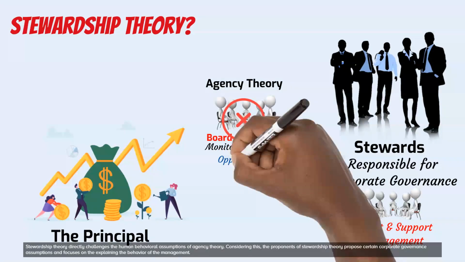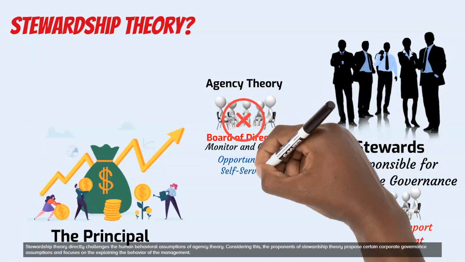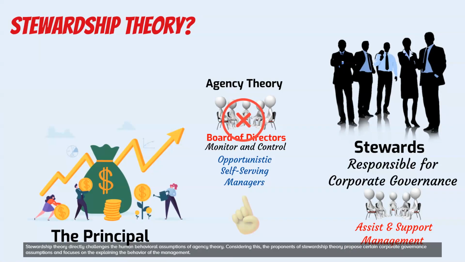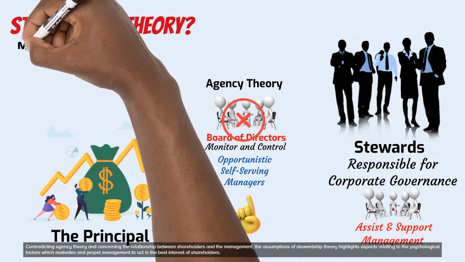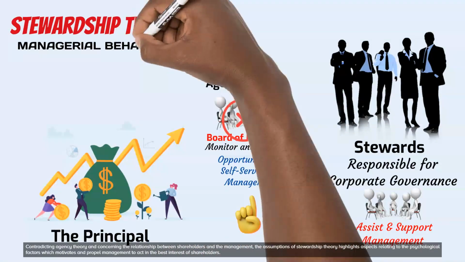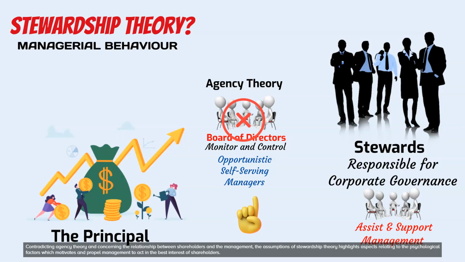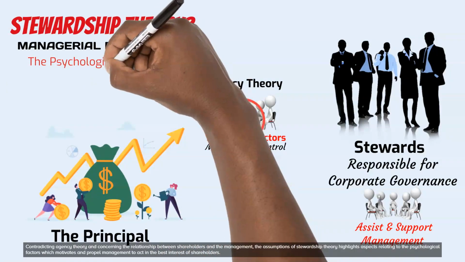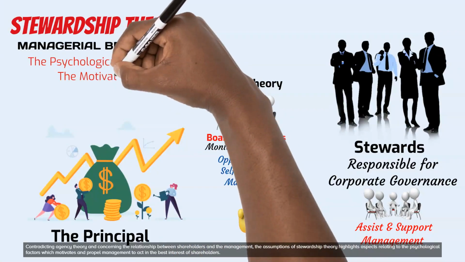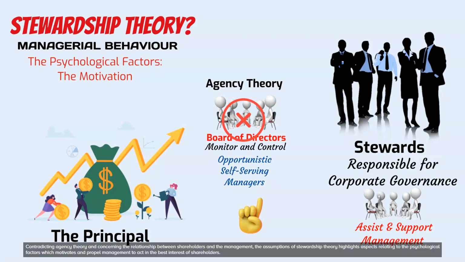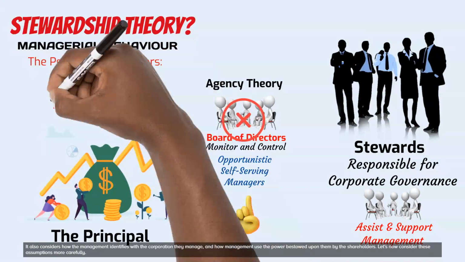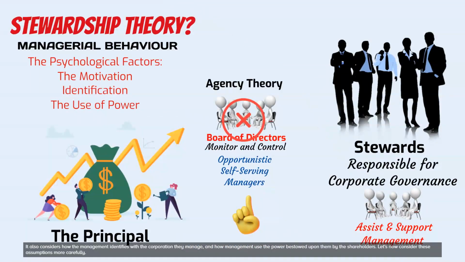Stewardship theory directly challenges the human behavioral assumptions of agency theory. Considering this, the proponents of stewardship theory propose certain corporate governance assumptions and focus on explaining the behavior of the management. Contradicting agency theory and concerning the relationship between shareholders and the management, the assumptions of stewardship theory highlight aspects relating to the psychological factors that motivate and propel management to act in the best interest of shareholders. It also considers how the management identifies with the corporation they manage, and how management use the power bestowed upon them by the shareholders. Let's now consider these assumptions more carefully.